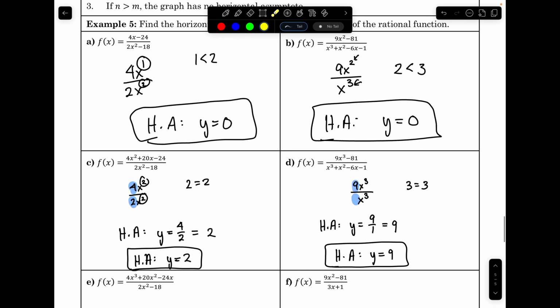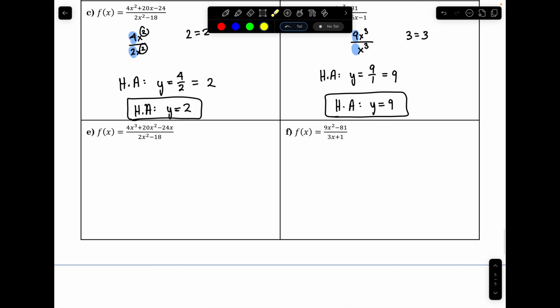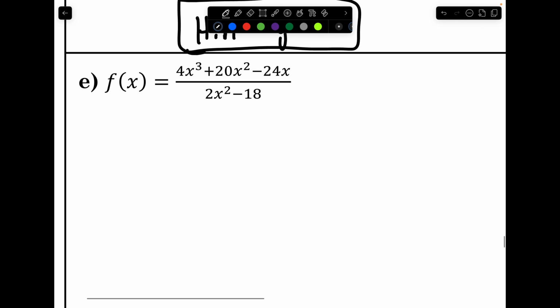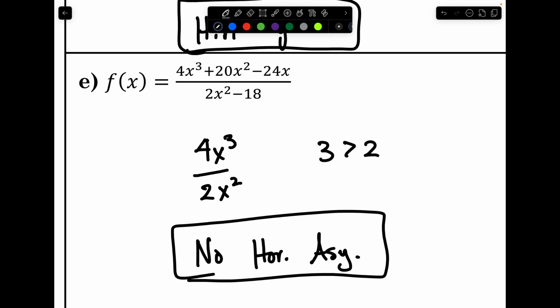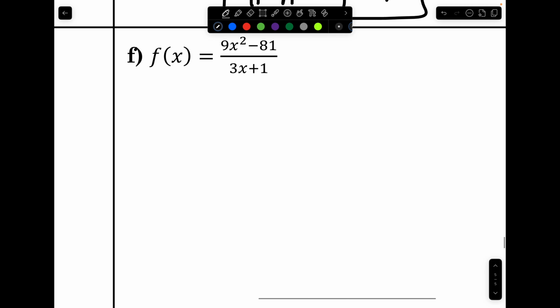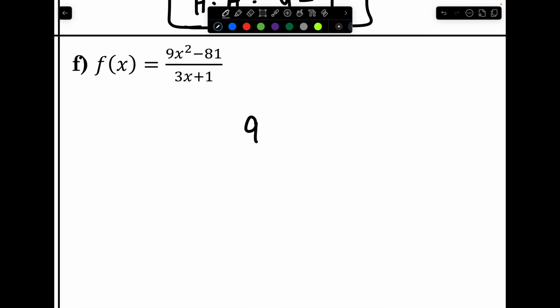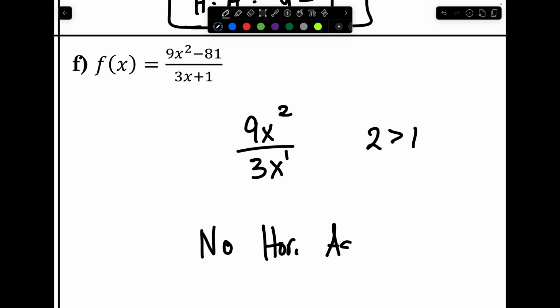So take, for example, 5e and f. If we just again focus on the leading term, the term with the highest degree, 4x to the third power and 2x to the second, since 3 is bigger than 2, then no horizontal asymptote. And the same thing with example f here. 9x to the second power divided by 3x to the first, since 2 is bigger than 1, again, no horizontal asymptote.